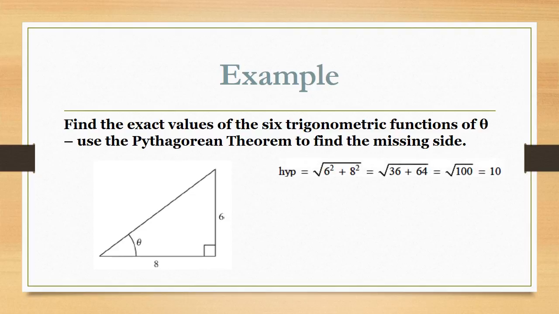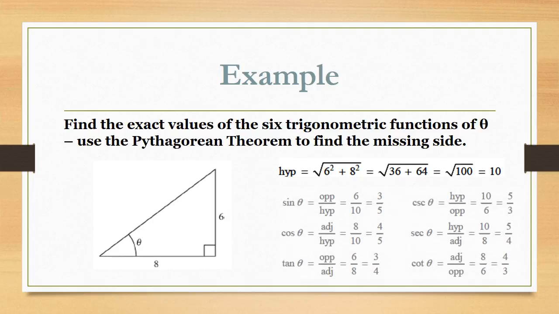So the hypotenuse is 10. And here we have it. Sine is opposite over hypotenuse, which is 6/10, reduces to 3/5. Cosine is adjacent over hypotenuse, 8/10, which reduces to 4/5. Tangent is opposite over adjacent, 6/8, which is 3/4. And once you have those, you really just need to flip them upside down for cosecant, secant, and cotangent.